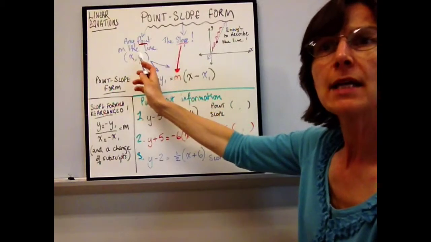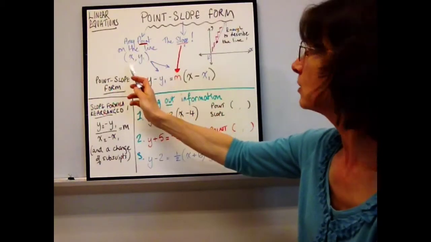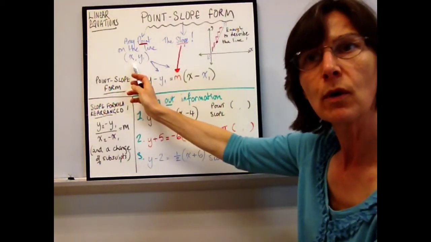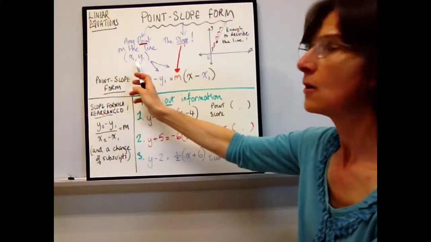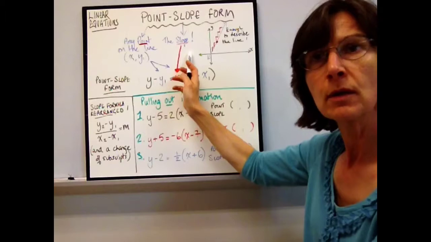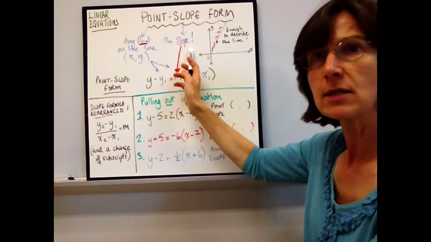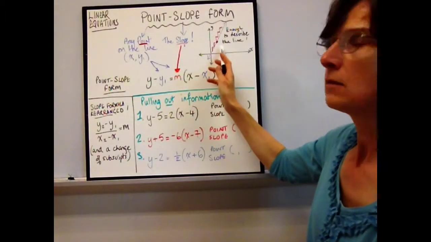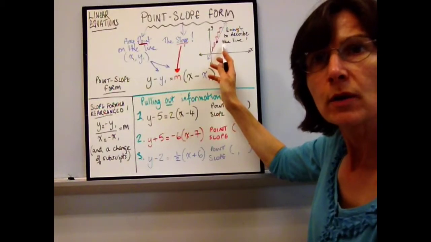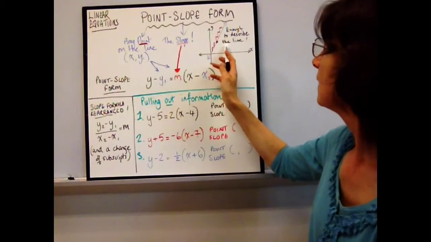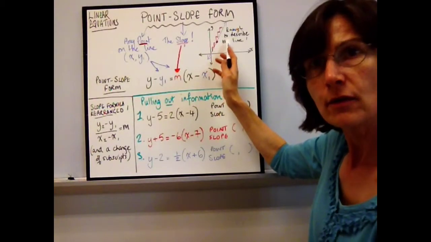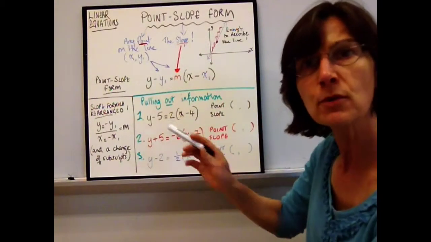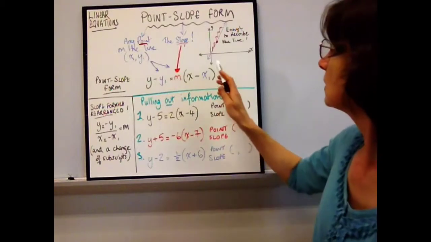So, let's look at this. We can use any point that we have, and we're going to call that x sub 1, y sub 1. It is the one point that we know is on the line. The only other thing we need is the slope. And we can work out the slope either with rise over run or using our slope formula. And that will be enough. If you have one point and you have the slope, you can move up to the next point or down to the next point.